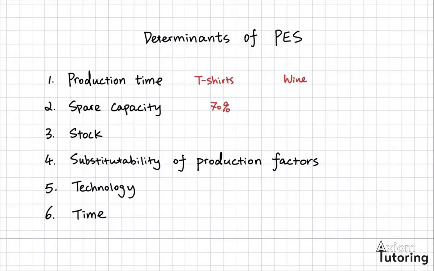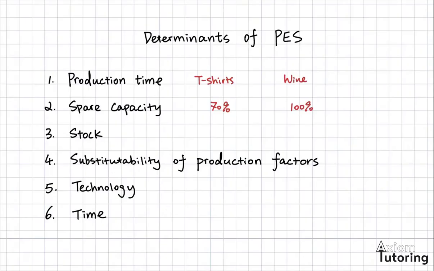Supply is elastic. A low PES example is a factory that is already at full capacity. If it is already producing at maximum output, it can no longer increase quantity supplied, even when prices rise further. Supply is price inelastic.